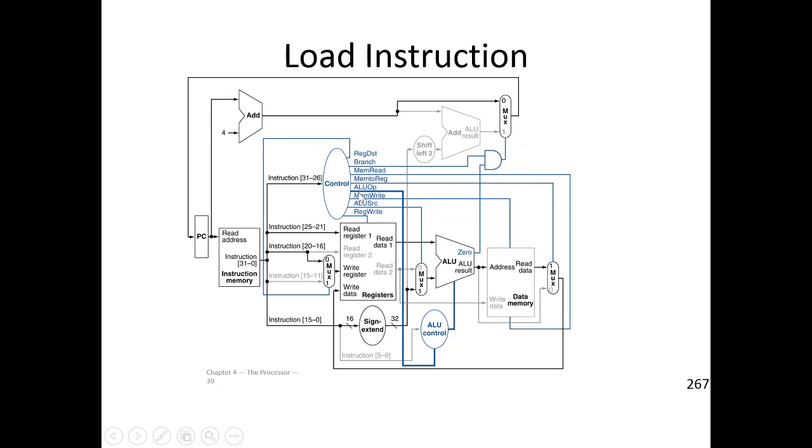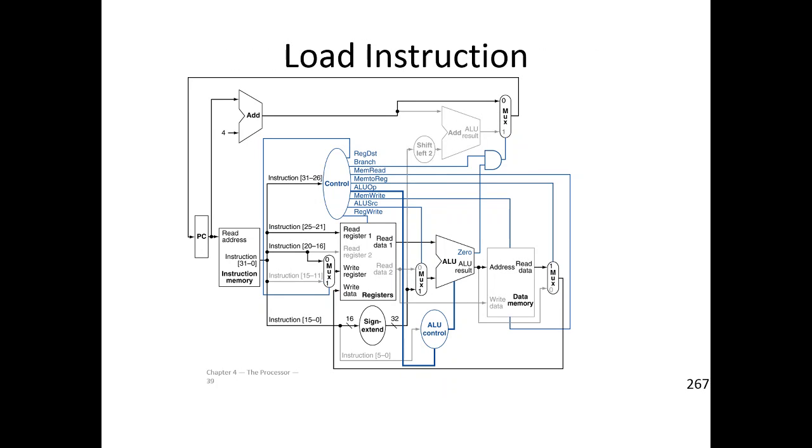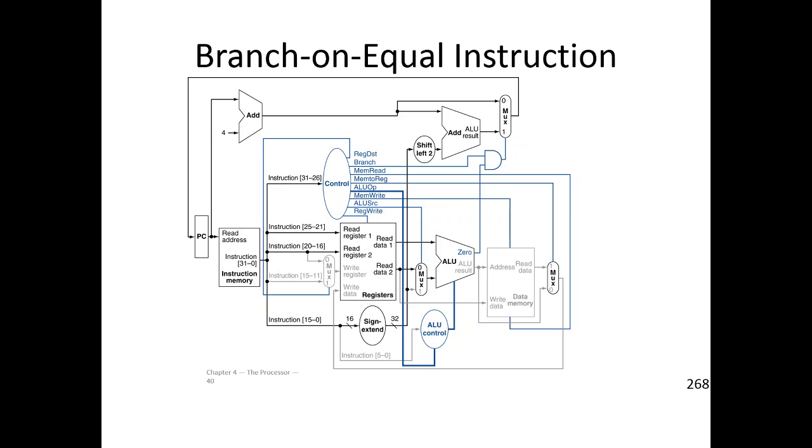Load instruction, right? Still control is necessary. ALU is also still necessary, but now see, although it doesn't completely become dark, right? We use data memory, okay, and still using certain register memory, okay. But on branch equal, right? You can see we're only using reads here. We're not writing. We're not using data memory, right?